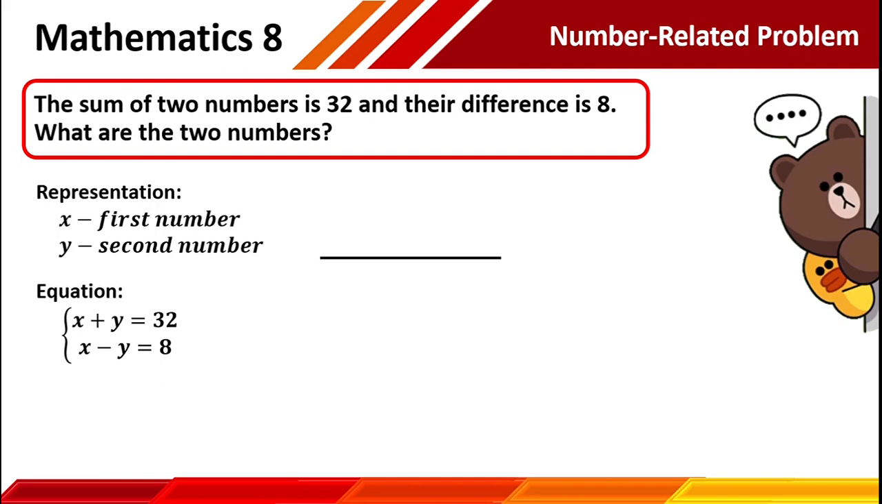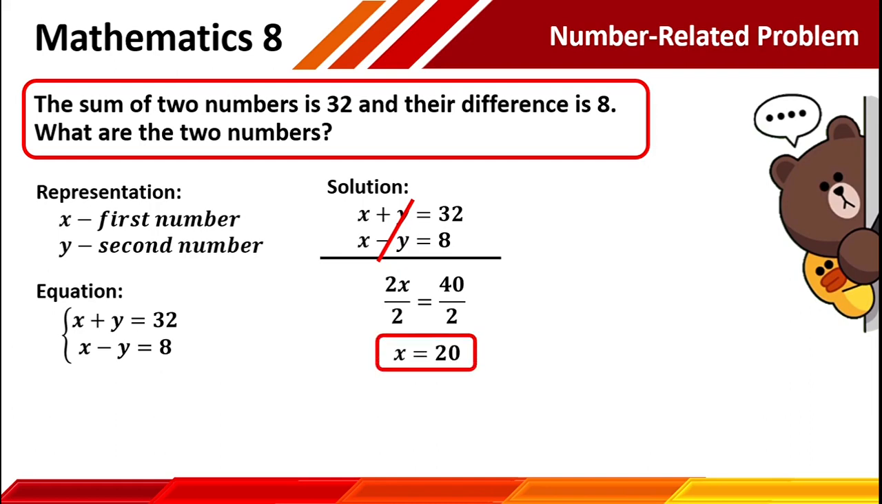Once we're done creating our systems of linear equations, we can now proceed on solving. Okay? So we have here x plus y is equal to 32 and x minus y is equal to 8. As you can see, we can cancel both y variables, the positive and negative. Therefore, we will have 2x is equal to 32 plus 8 is equal to 40. To find the value of x, we just simply divide by 2 on both sides. Therefore, x is equal to 20.